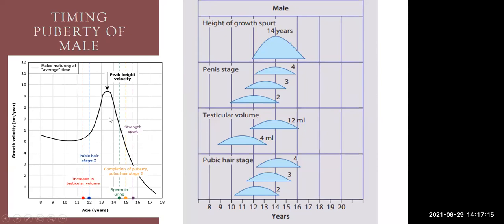And then there is the growth spurt, and at the age of 14 years old, we have sperm in the urine, the first ejaculation, and then the completion of puberty at stage 5, at the age between 15 to 16 years old. If you take a look at the next figure, they said that the height growth is at 14 years old. From this stage, we can see the testicular volume is completed at the age of 12 to 16, and then the pubic hair stage.